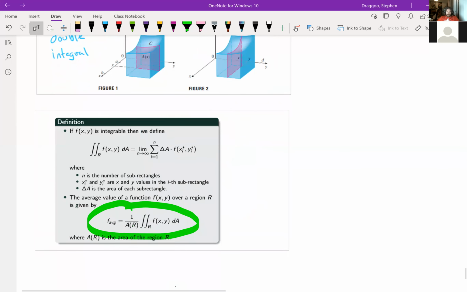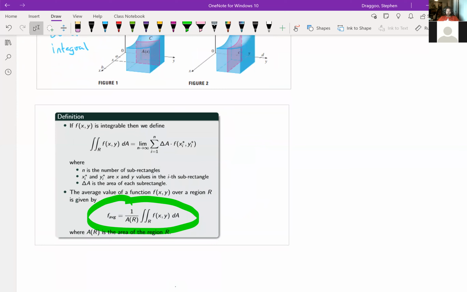And finally, another formula that you should remember, the average value formula, which says if I want to know the average value of a function f over some region, I should take the double integral over that region and divide by the area of the region. So again, a formula that you might want to know going into the exam.